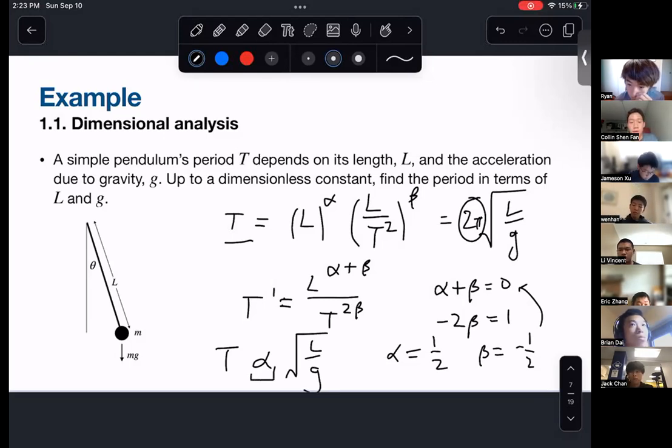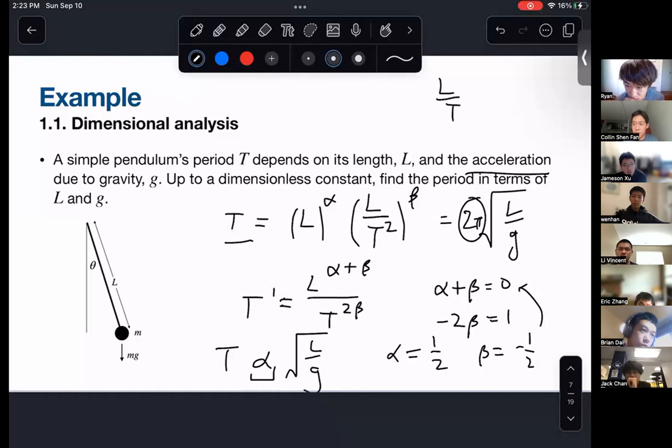Any questions? Wait, could you explain how you got the L over T squared for acceleration in the first expression? Yeah. So the definition of acceleration is change in speed over time. The dimensions of speed is length over time. And if we do change in speed over time, we divide by time again. And this is the dimension of acceleration. That's just how it's defined. Okay, that makes sense. We're going to do kinematics next week. So if you don't know what acceleration is right now, that will come up next week.